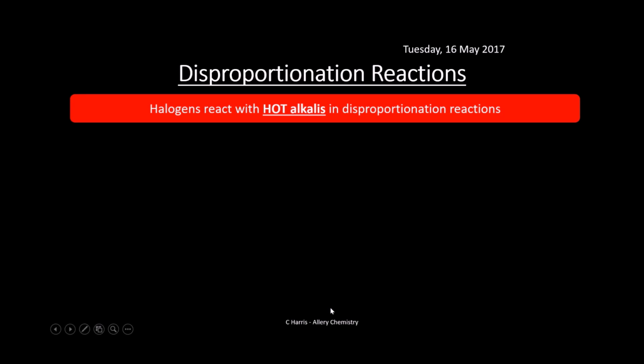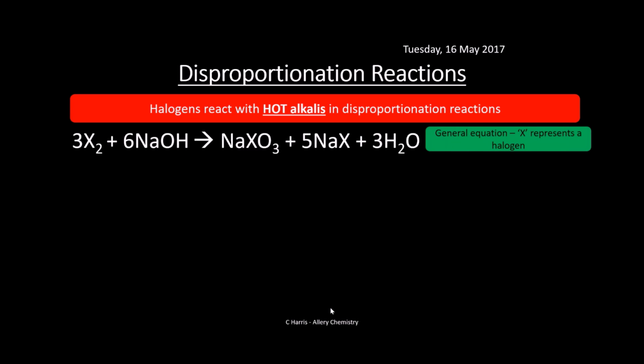Okay, so these are the ones with hot alkalis. Again, look at this equation. Number of halogens, sodium hydroxide, so it's 3X2, 6 NaOH, and look at this, look at the difference here. This forms sodium XO3, okay? X represents halogen. Then you form your sodium halide and water. So it's this bit that really changes, and obviously it knocks all these off balance as well.